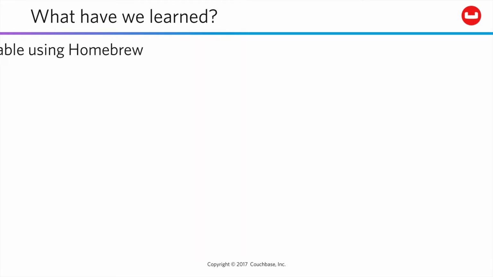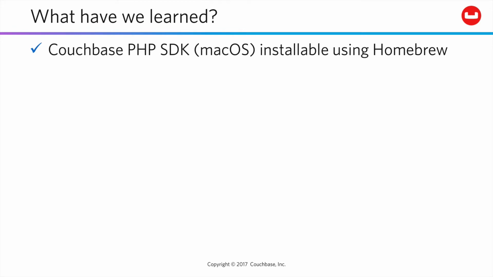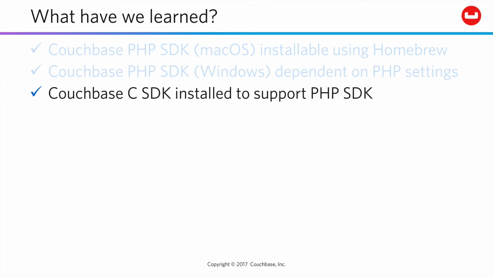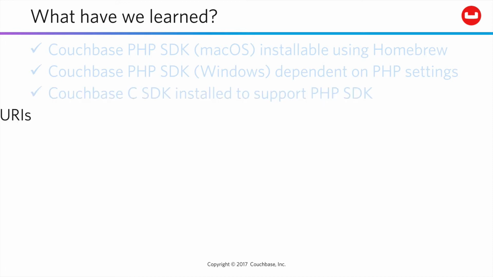So what have we learned here? Well, first, the PHP SDK on Mac is installable using Homebrew. On Windows, it is dependent on PHP-specific settings, so you'll get those settings from a test script on your PHP instance and then select the correct PHP archive. In either operating system, you're going to install the C SDK to support the PHP SDK.